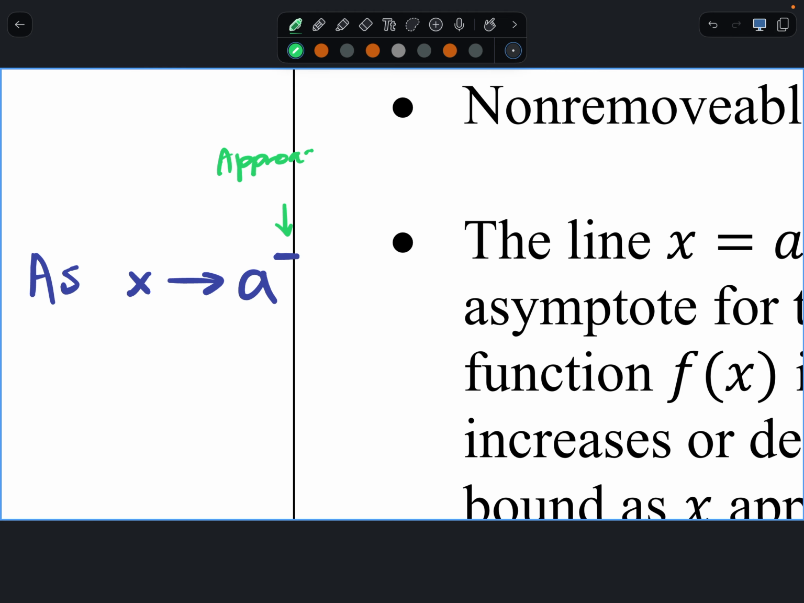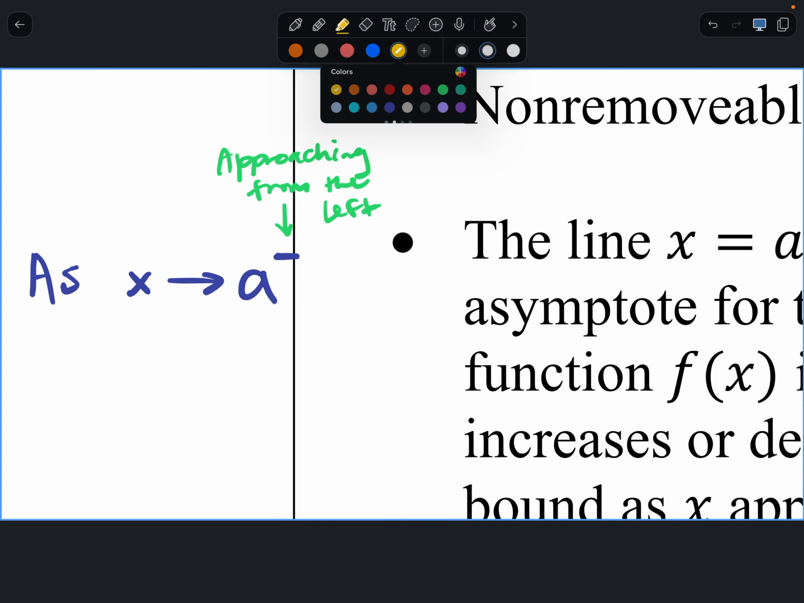My iPad's getting really, really hot. Let me know if it starts lagging again, because I think it's working really hard as it's recording.